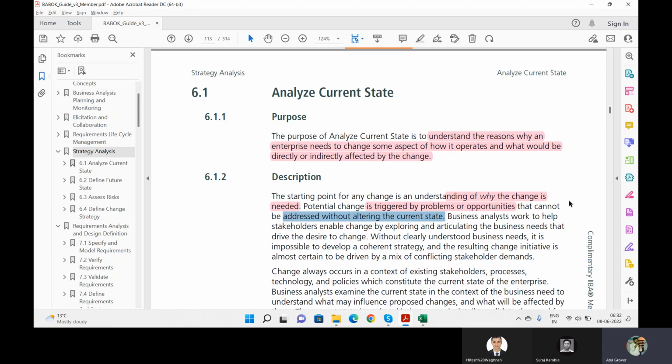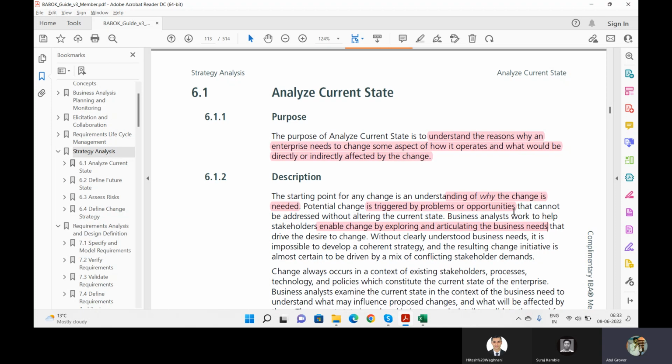So business analysts work to help the stakeholder enable the change by exploring and articulating the business need. Mera customer mujhe ek line bolta hai, Atul, I need a change management in the service now. Ho gaya uska kaam. But now it is up to me to understand that, boss, what exactly you need in the service now? What is your current state? I start exploring and articulating that business need.